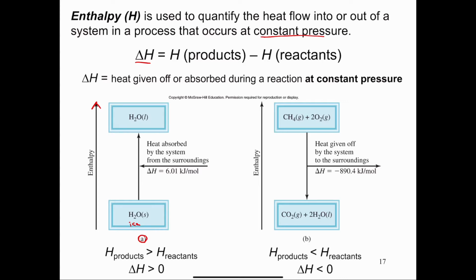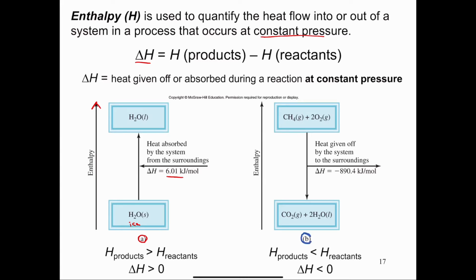How much heat is it absorbing? Well, for every mole of ice that you're converting into 1 mole of liquid water, it's taking 6.01 kilojoules to do that. So according to the formula, delta H is equal to the enthalpy of the products minus the reactants. Since the product has a higher enthalpy and we're subtracting reactants from products, my delta H is going to be greater than 0, and we call this an endothermic process.